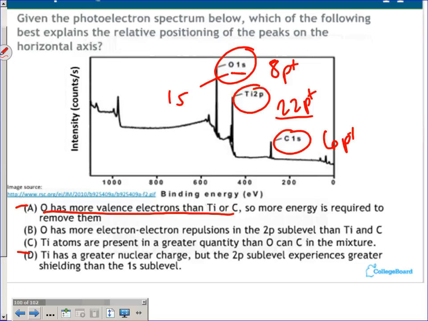So why is oxygen's here and carbon's here? Why does carbon have a lower binding energy for its 1s electrons? Vicky?